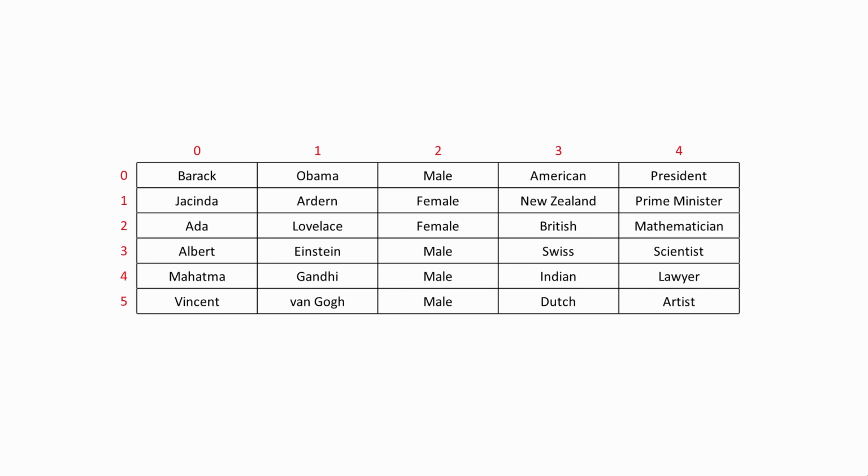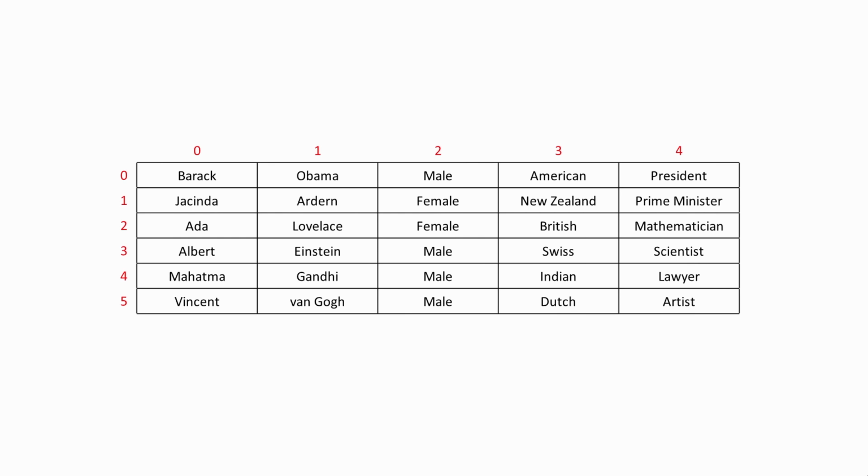These are the data we're going to use in this video. Each row of the table contains the details of a different famous person. The first column contains their first names. The second contains their last names. The third column is gender, then we have nationalities, and finally their occupations, what it is each person is famous for. Notice that each column has an index number. Counting starts from 0, so the fifth column is column number 4. Each row also has an index number, and these are also numbered from 0.